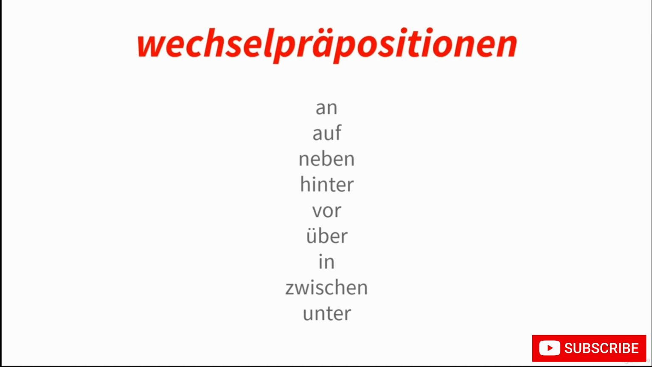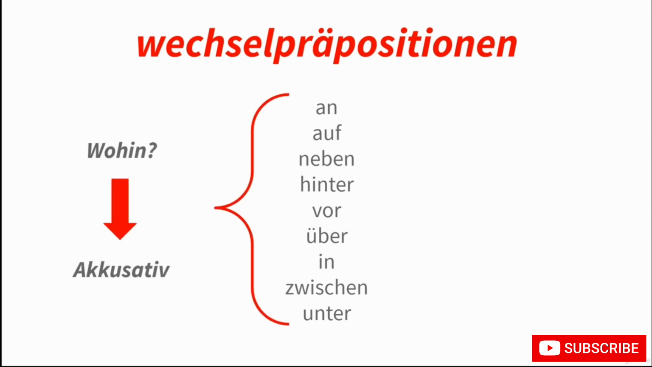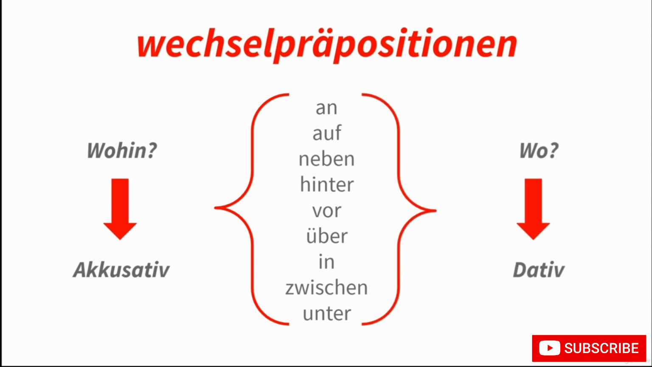Let's talk about it. If the sentence answers the question wohin, then after these prepositions, accusative case must be used. But when the sentence answers the question wo, then dative case must be used after these prepositions. That is the main difference.